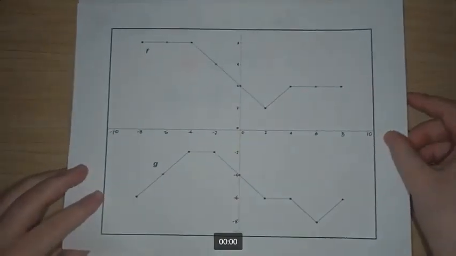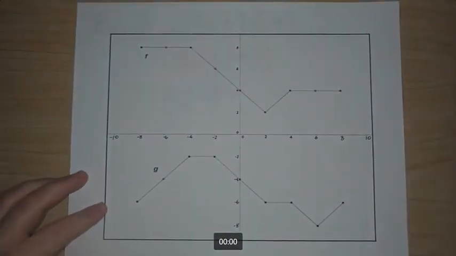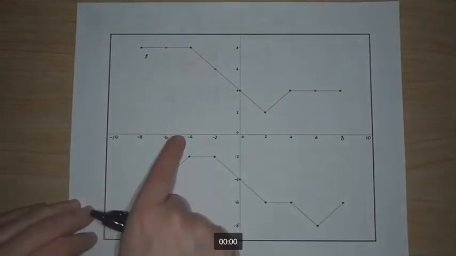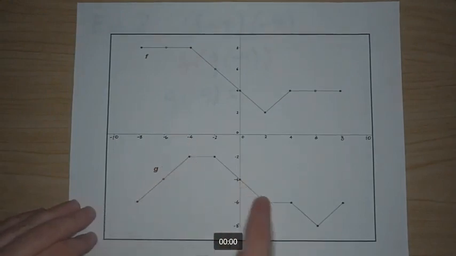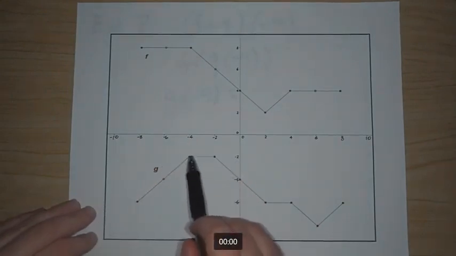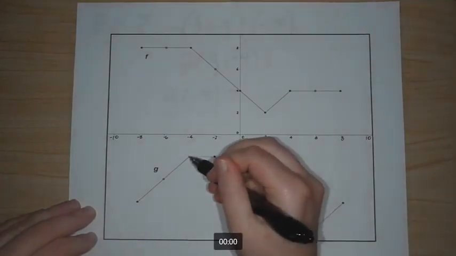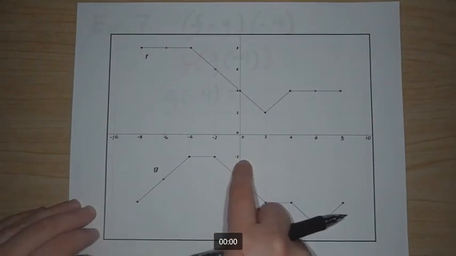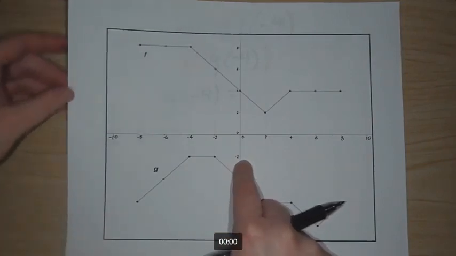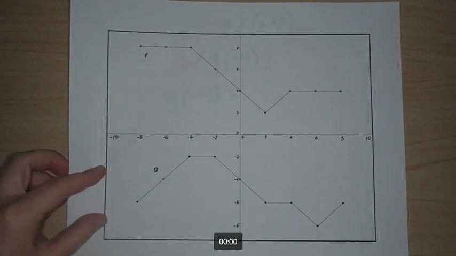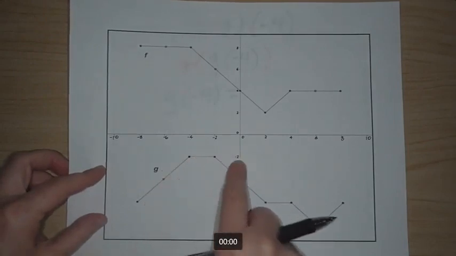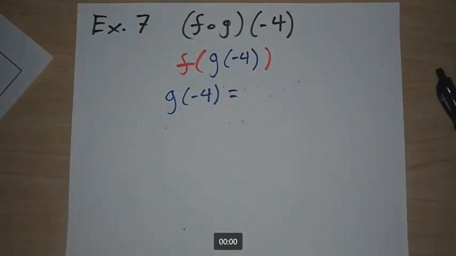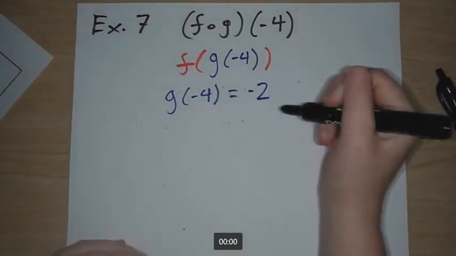So using the graph, we go over here. We know that our x value that we're looking for is negative 4, g of negative 4. So we go down to where the function g is, and we find our y value. So we find at g of negative 4 this point right here. And if we follow it over to the y-axis, we see that it's equal to negative 2. So when x is equal to negative 4, the function g is equal to negative 2. So we see that g of negative 4 is equal to negative 2.